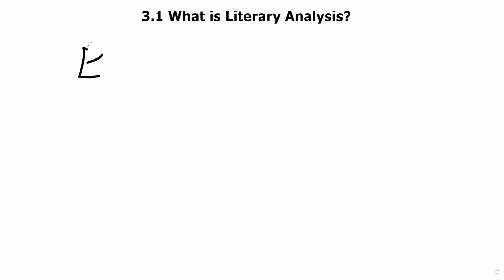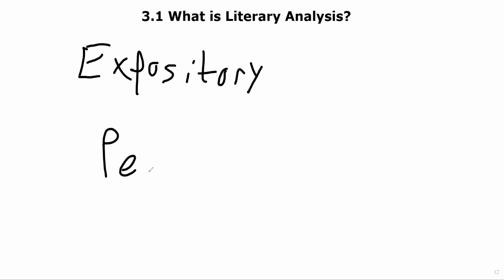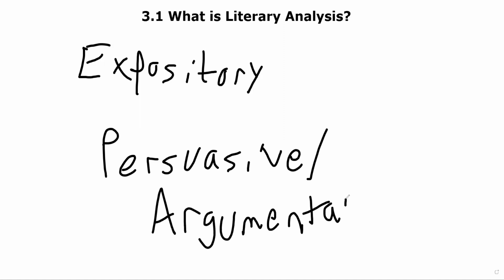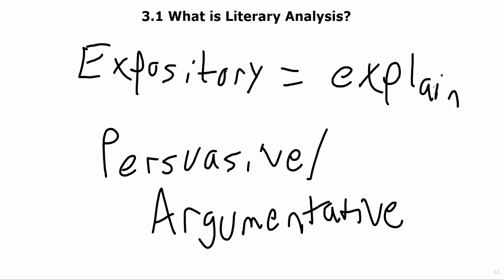The first is expository, and the second would be persuasive/argumentative. So in the case of expository writing, we're referring to writing that is designed to explain or inform about a particular topic. And with persuasive and argumentative, we obviously want something that is arguing or making a case for a certain position.